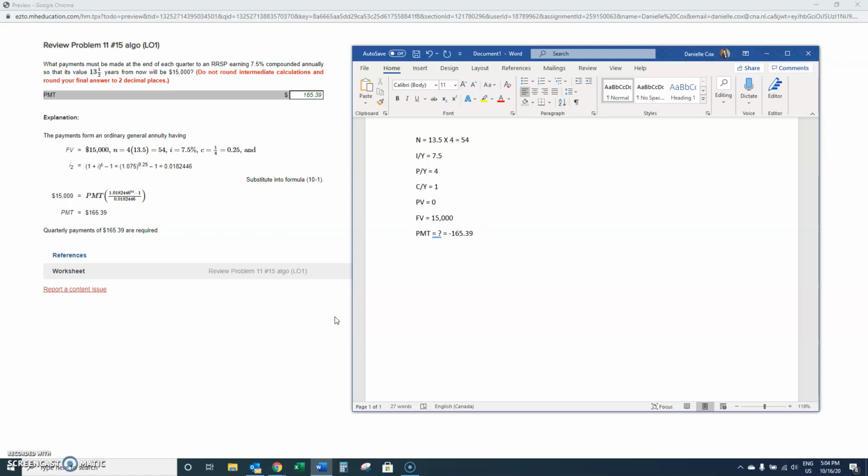I stress over and over again, but people are comfortable with formulas and they think I can do it with formula. And then they get to the exam and they bomb because there's not enough time. So I will stress it again. Use your calculator. Become familiar with it.